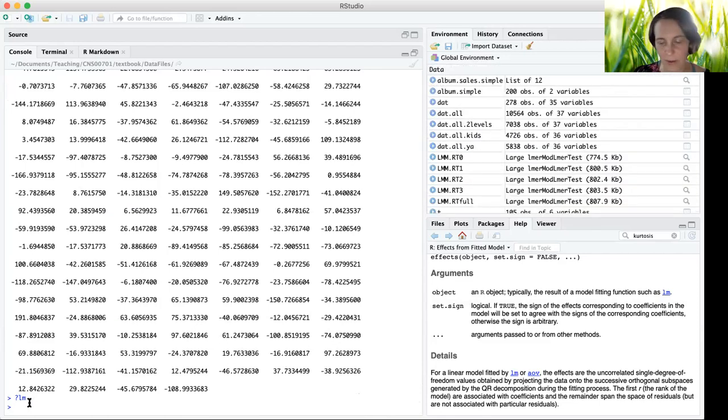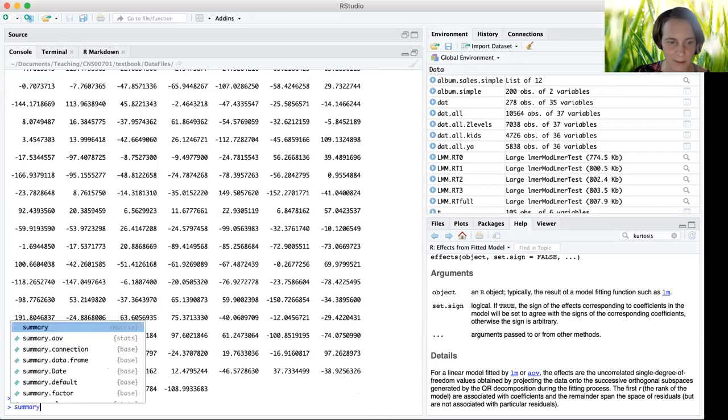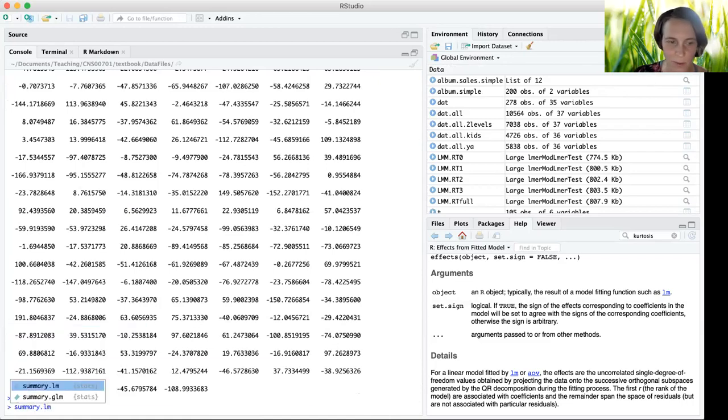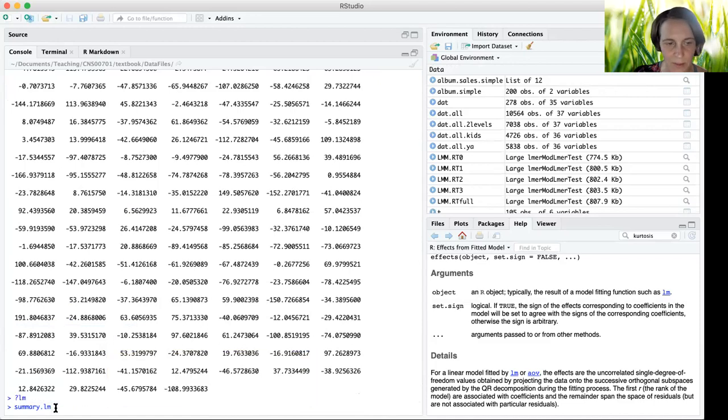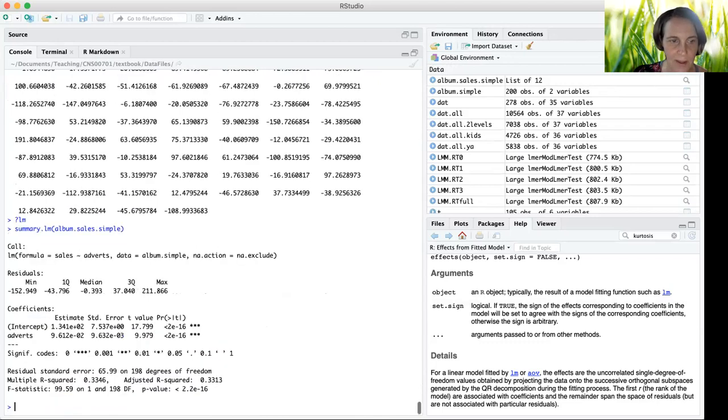right? So you can access it all directly if you want to. But if you want a little bit nicer summary of your model, then you use the function summary.lm. It's also for the generalized linear model, but we don't want that. We want it for the linear model. And then you just give it the object that we fitted, right? So album sales simple.